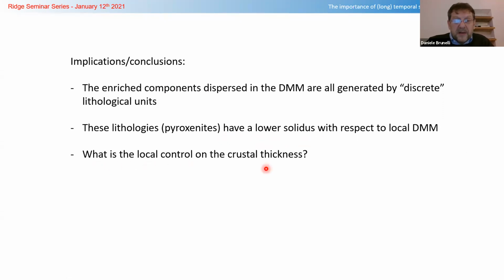And what about the local contour and the crustal thickness? We don't know exactly, because we don't know the exact composition of the low solidus lithology, nor the exact composition of the local depleted mantle.